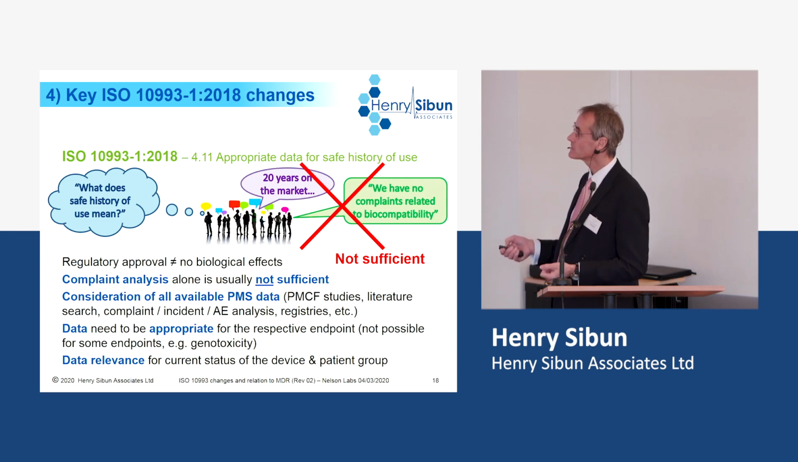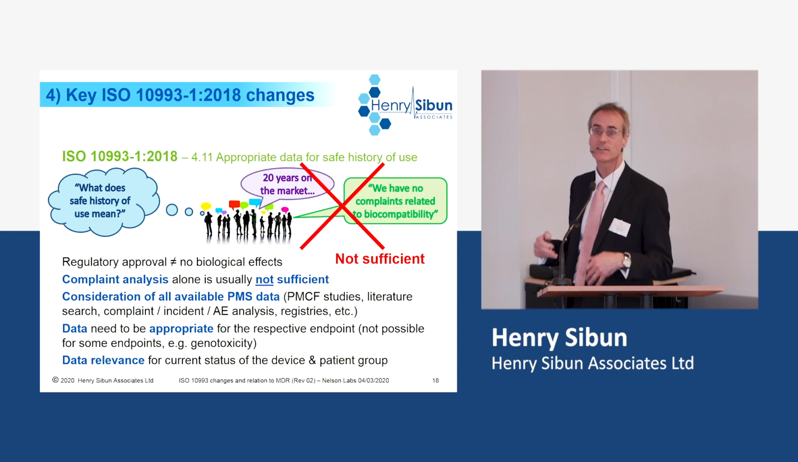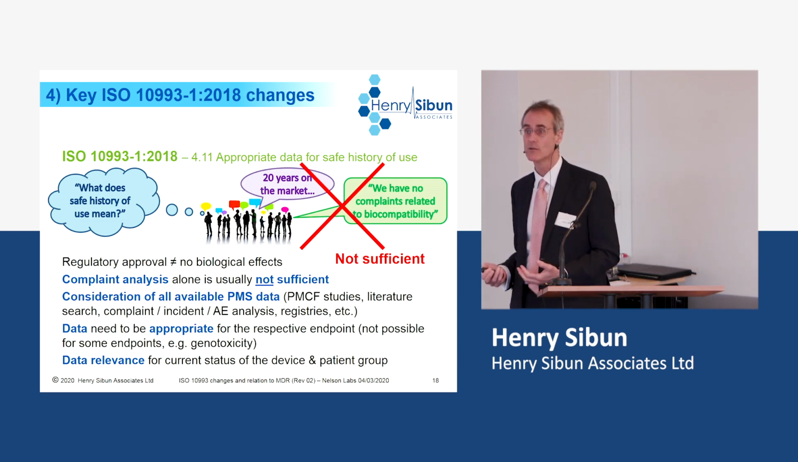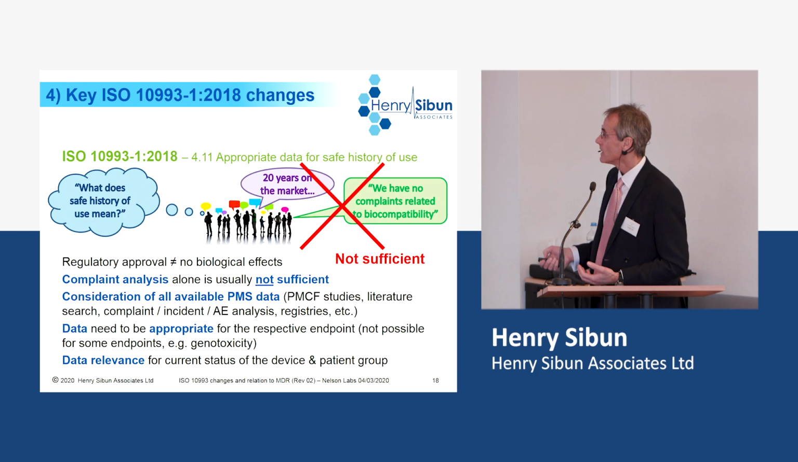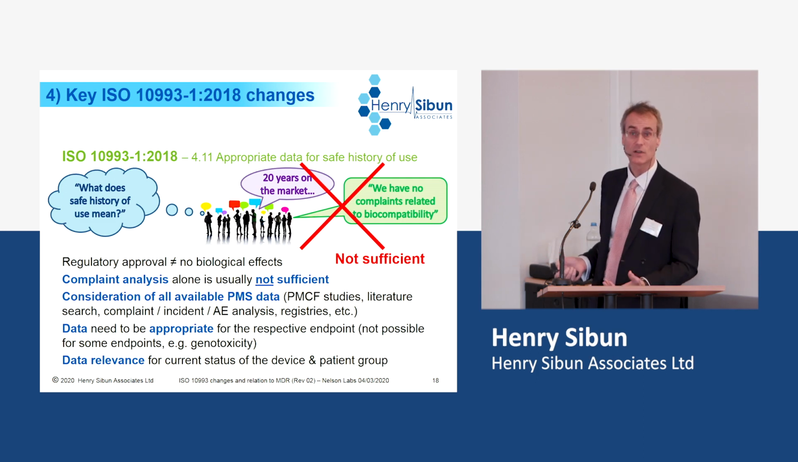Complaint analysis is not sufficient, and you need to look at all of the post-market surveillance data. So we've got PMCF. This is important, doing literature searches to find whether things have occurred and been reported, which you need to know about. Adverse incidents. If you've got certain devices, there are some device registries for things like implants in Scandinavia. These are very good to find information.